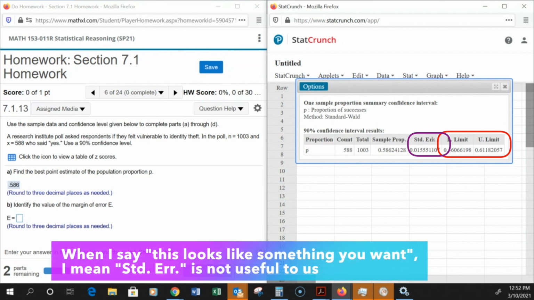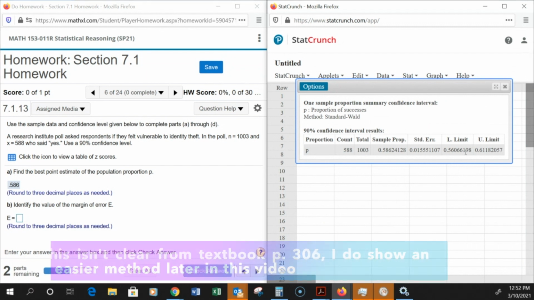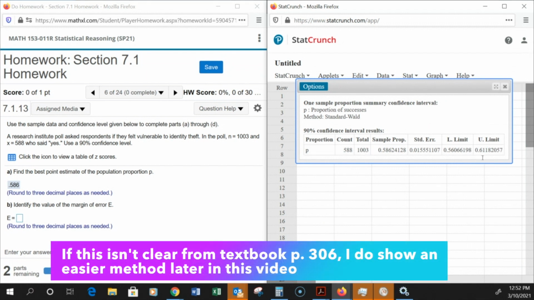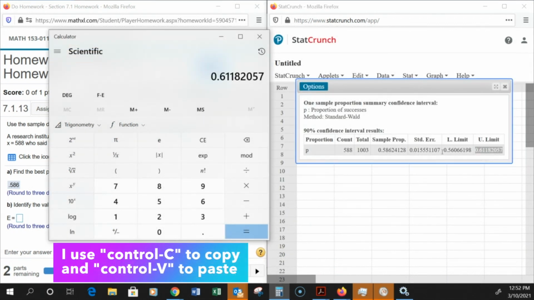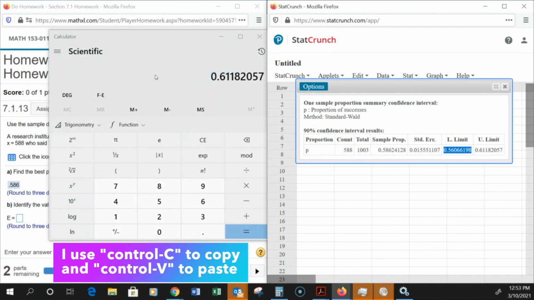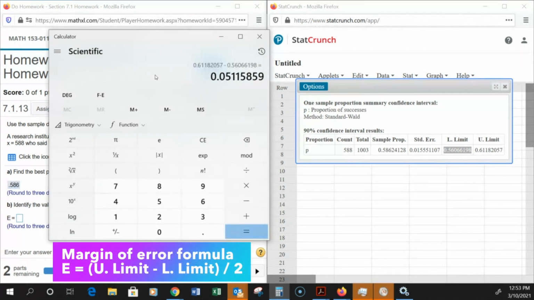This looks like something you want. It is not anything you want. In order to find E, and the examples in the book show this when you read it, they also do it in the videos, you need to subtract these and divide by 2, right? So 0.6118, 0.5606, you subtract and divide by 2. I'm selecting and copying. I'm pasting. I'm selecting, copying. I'm subtracting, I'm pasting. I'm equaling, I'm dividing by 2. There's E.